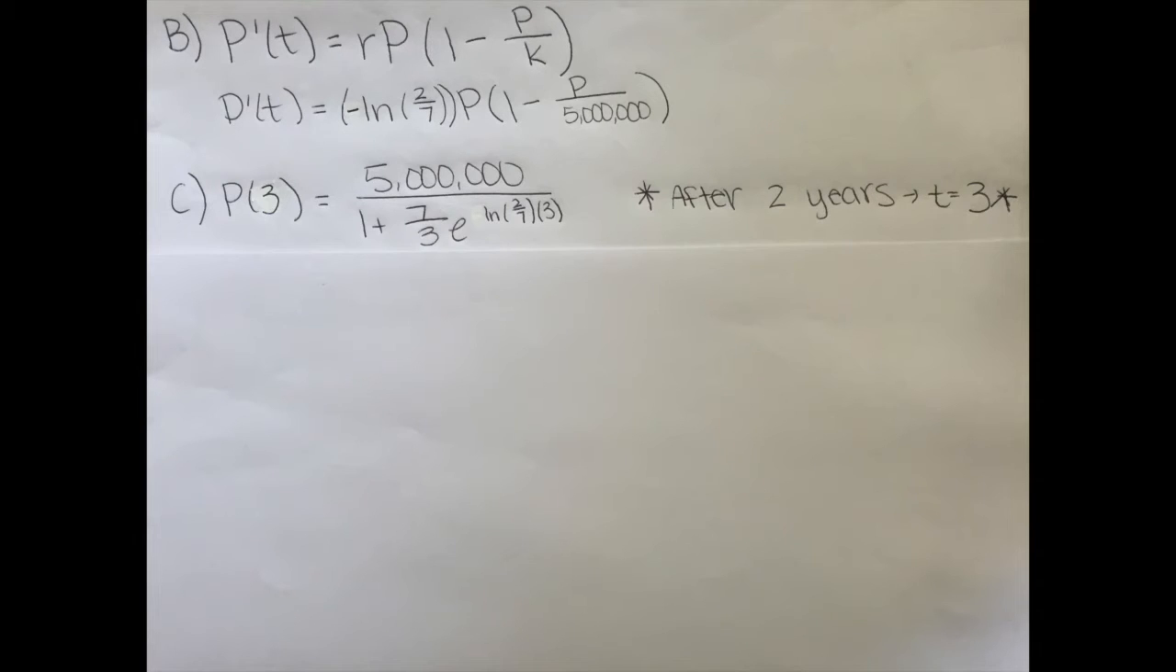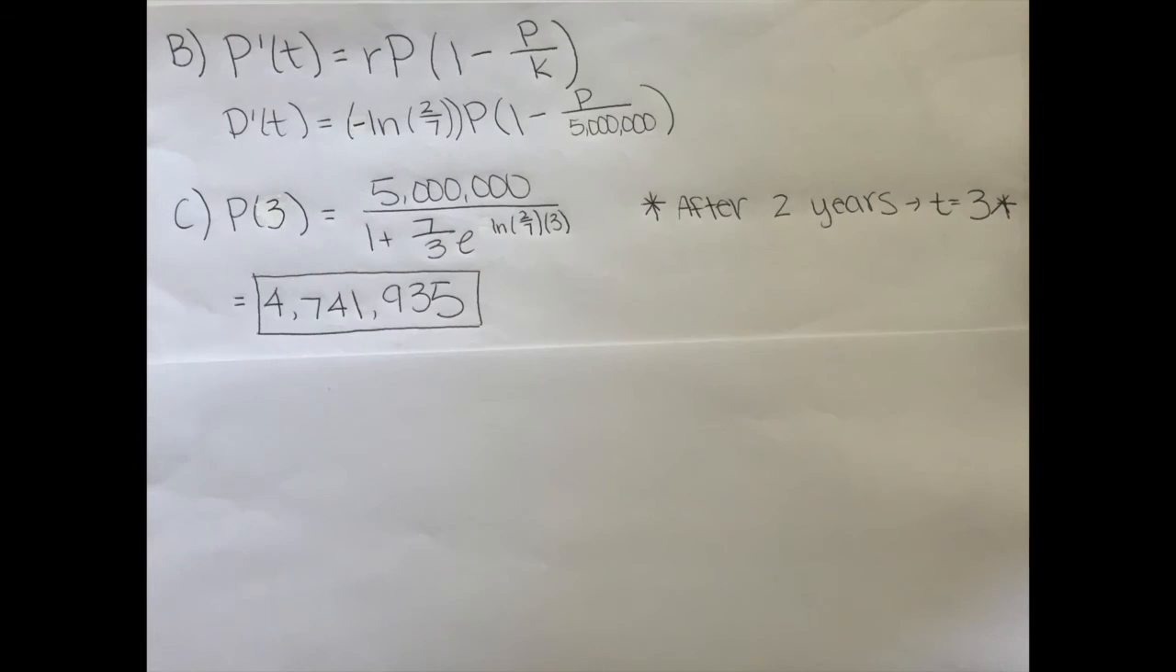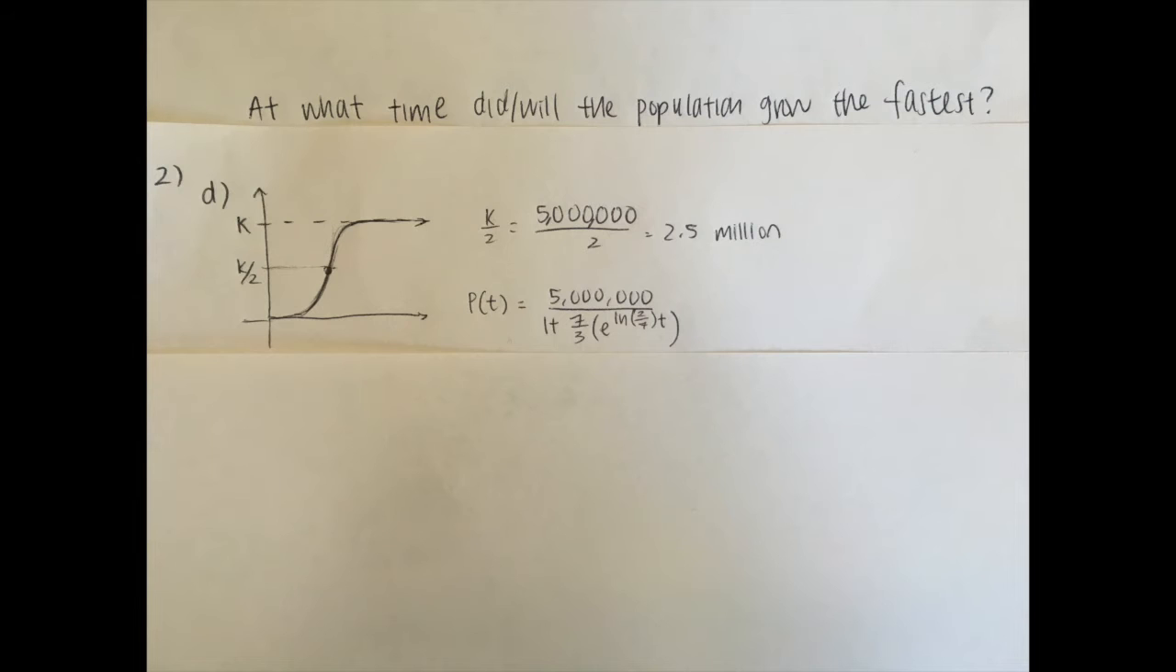The tricky part for part C is to figure out what the problem is asking for and setting t equal to the right number. Once you figure that out, you can easily plug everything in and get that the population in 2 years will be approximately 4.7 million. Part D asks, at what time did or will the population grow the fastest?